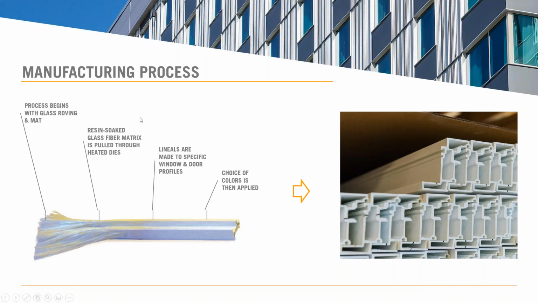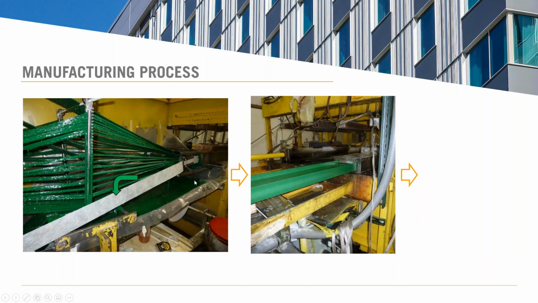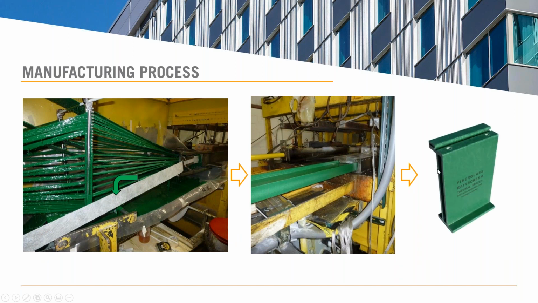The lineals are produced through a process called pultrusion, where basically the glass strands are combined with a resin and pulled through a gently heated die, and out of the other end pops the lineals, which are then painted. So this is that process here. You have the resin strands pulling through the gently heated die, and out pops the extrusion. In this case, this is our fiberglass thermal spacer, but it's essentially the same process for the windows.